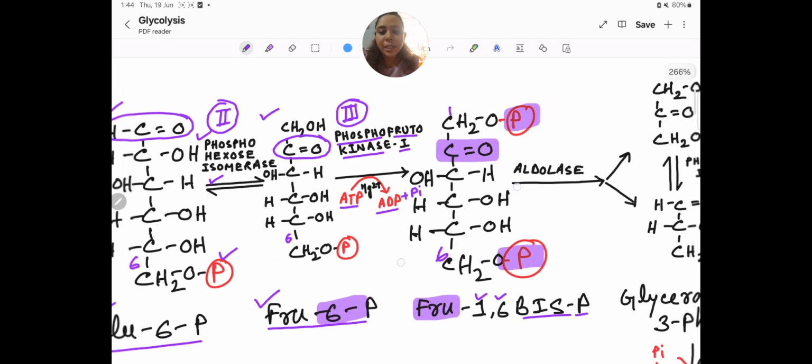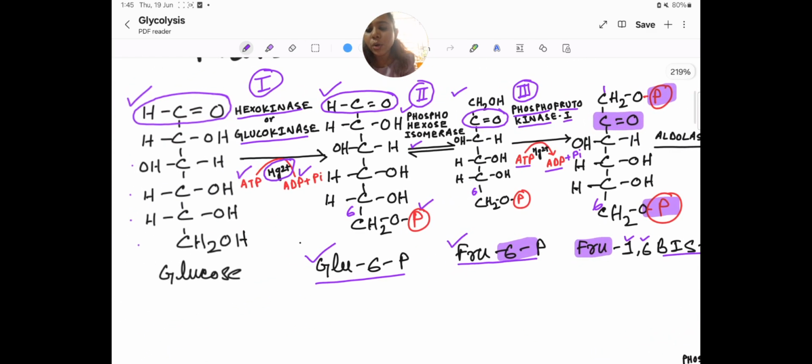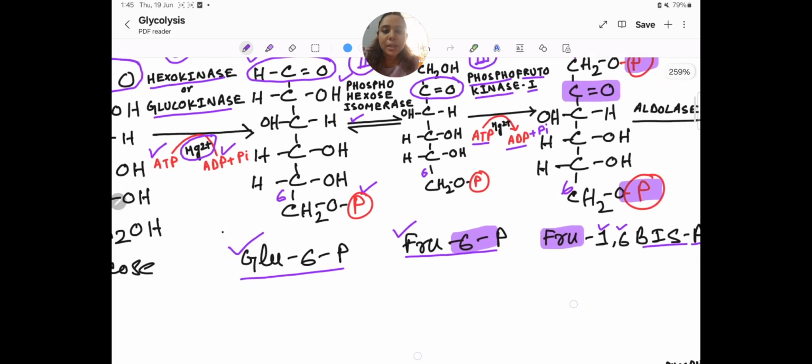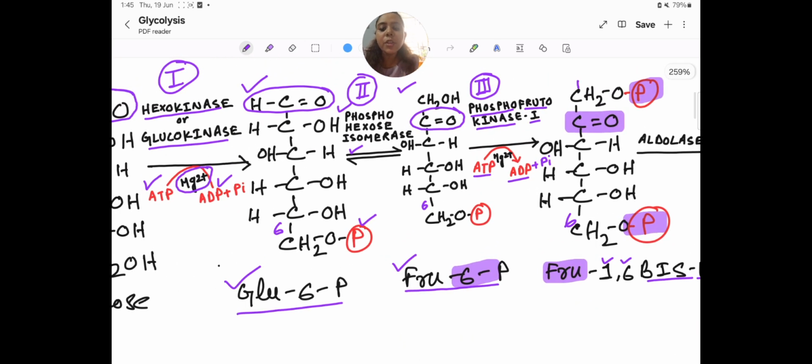So again, firstly it was glucose. From glucose to glucose 6-phosphate, the enzyme is hexokinase or glucokinase, because hexokinase works in both low and high glucose concentration, but glucokinase only gets activated in high concentration of glucose. So hexokinase and glucokinase convert glucose to glucose 6-phosphate. A phosphate group is added at its 6th carbon, ATP changes to ADP plus Pi, and we need Mg2+.